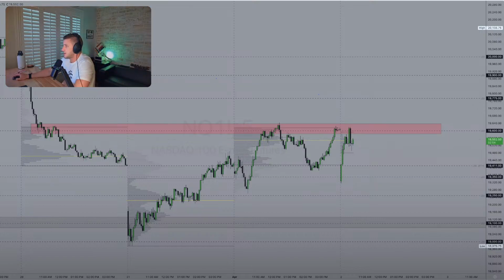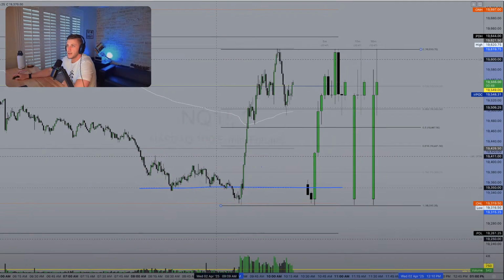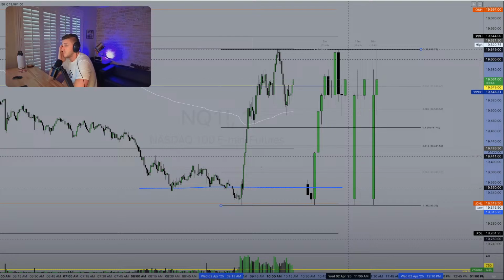Grab the scalp there, Ray. Nice. Very nice. It's just a waiting game for me now. Need that action up and through 620, which is current session high and the prior day high. PDH, prior day high.